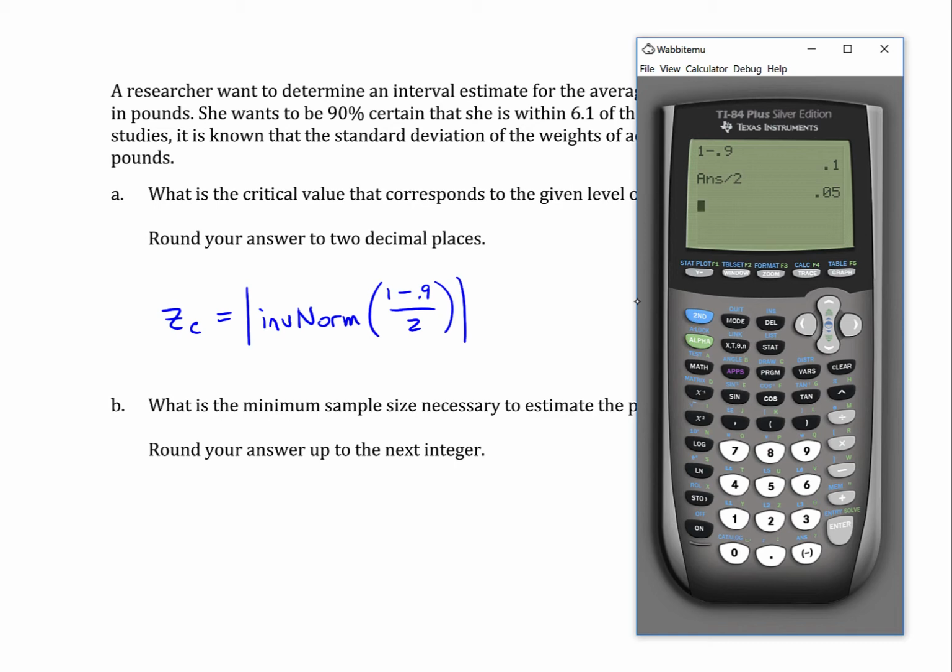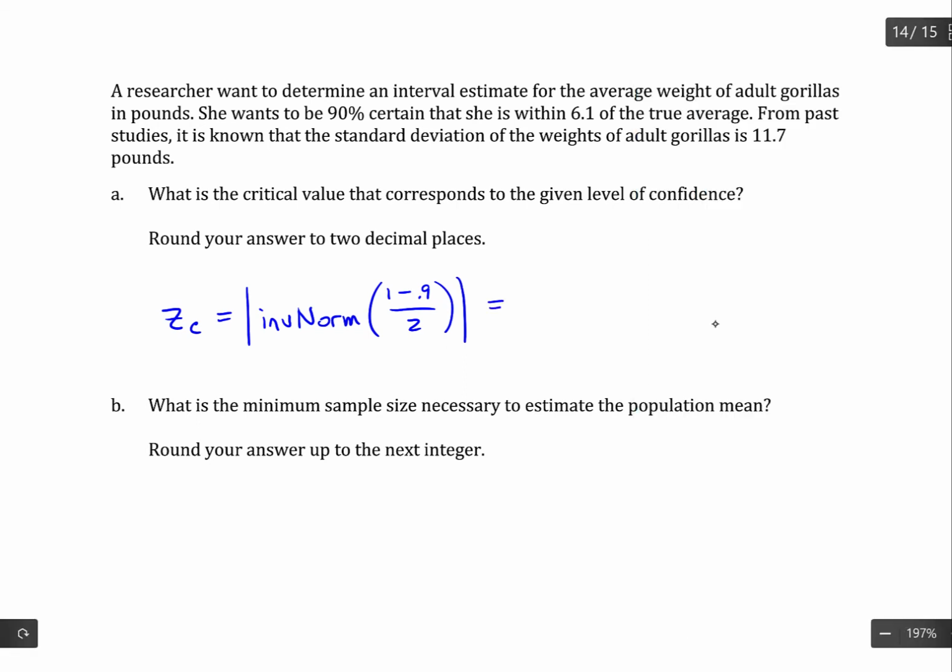Now, if I go to plug that into inverse norm, second and distribution, come down to inverse norm, and some of you may see this menu, some of you might not. If you do see the menu, that's fine. Just put the 0.05 in for your area and leave the mean and standard deviation as I have them here, 0 and 1, so that you're working with the standard normal distribution. If you're not seeing this menu, then just type 0.05 into the function inverse norm and press enter. Either way, you should all come to the same value here and take the absolute value, round to 2 decimals, so 1.64.